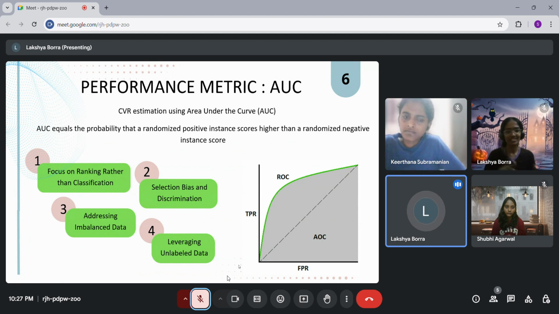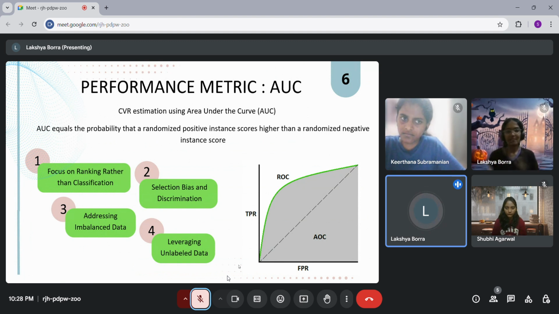So what are the positive and negative instances in our case? Actually, there are three instances in our case, which are positive instance, zero instance, and negative instance. Positive instance corresponds to the user clicking on the ad and also buying the item. The negative instance is the user clicking on the ad but not buying the item. And the third case, the zero instance, is the user not clicking on the item at all. AUC gives the probability of the ranking.